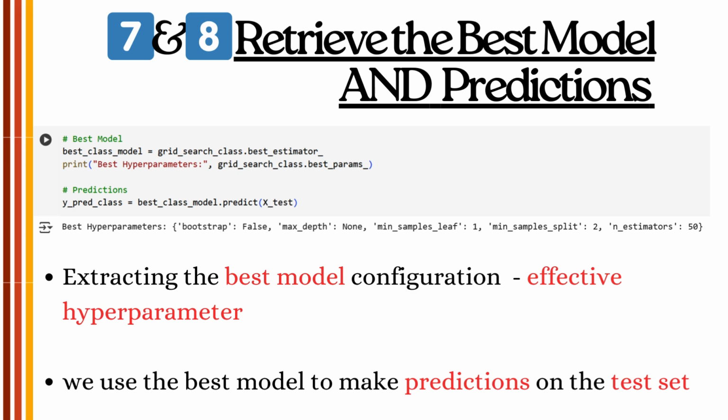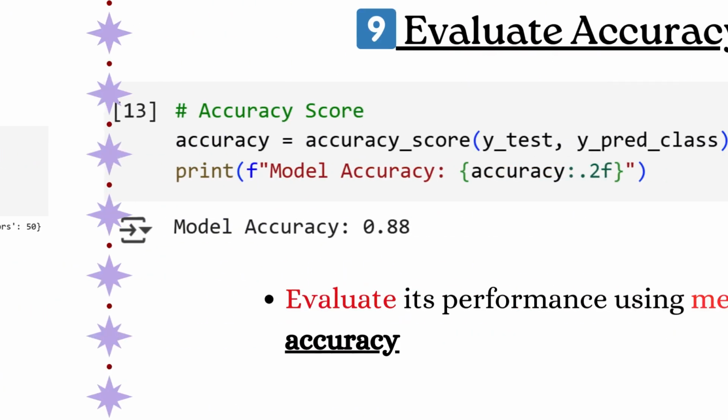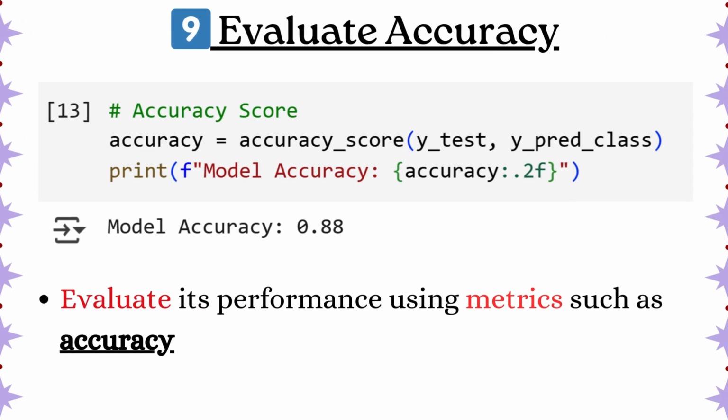8. Predictions. Now, let's use our best model to make predictions on the test data and evaluate its performance. Concept. Testing the model on unseen data is essential to assess how well it generalizes, which is the ultimate goal of machine learning. 9. Accuracy score. We calculate the accuracy of the model to see how well it performed. Accuracy is the ratio of correct predictions to total predictions.